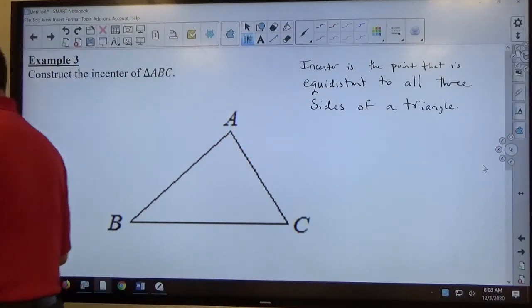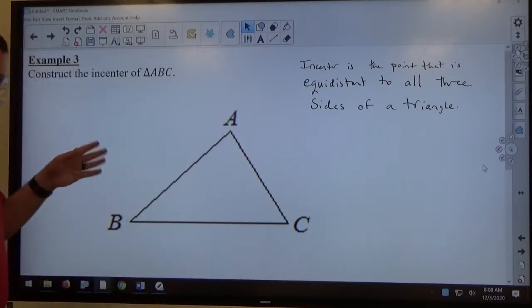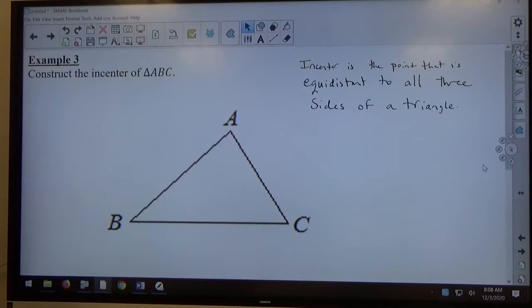Okay, and the in-center is the point where the angle bisectors are going to intersect. So the construction here is basically you construct two angle bisectors. Bisect one angle, bisect the second angle, where those bisectors intersect will be the in-center. If you were to draw all three angle bisectors, they'll all three meet at the same point. Point of concurrency is what that's called. But you don't have to do three angle bisectors to do it. Two will suffice. That'll find you the point.